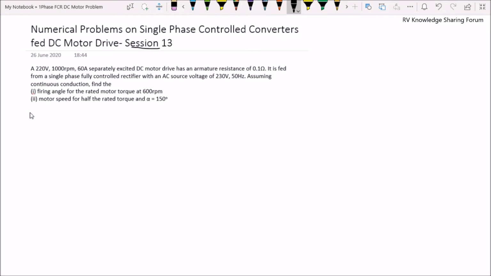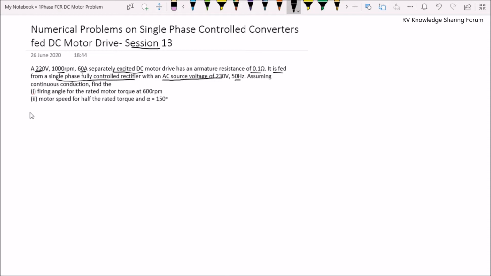So now let us move on to today's class. The first problem is a 220 volt, 1000 rpm, 60 amps separately excited DC motor drive that has an armature resistance of 0.1 ohms. It is fed from a single phase fully controlled rectifier whose AC input source voltage is 230 volts with 50 Hz.